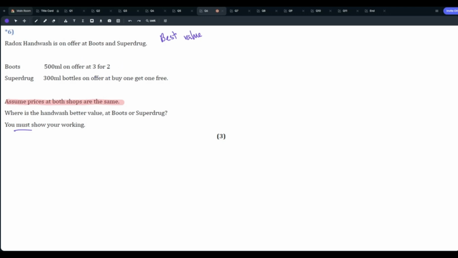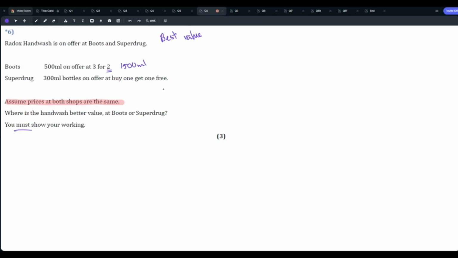So for example, Boots, 500 millilitres on offer at 3 for 2. So you need to think of, what are we paying for here? We're paying for 2, and what we're getting is 3, so we're getting 1500 millilitres. Okay, 300 millilitres bottles on offer at buy one get one free for Superdrug.